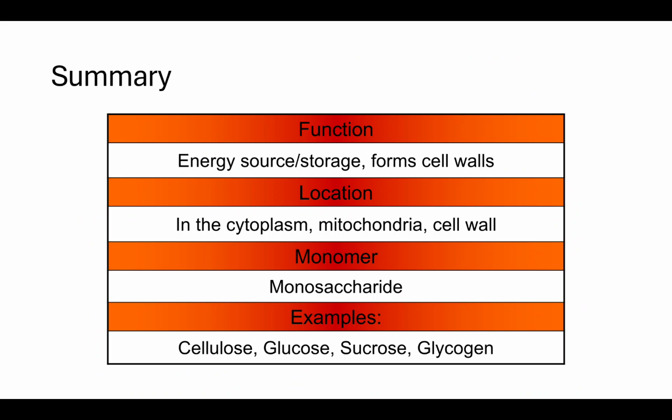Here's a basic summary slide that tells you some of the functions of carbohydrates, where they can be found in cells. Don't worry if you don't remember these cell locations, we'll talk about them in Unit 2. The monomer is the monosaccharide, and some examples are listed here. Except for glucose, which is a monosaccharide, the rest of these are polymers, which I should have included there.